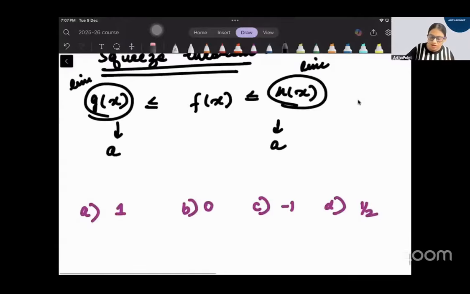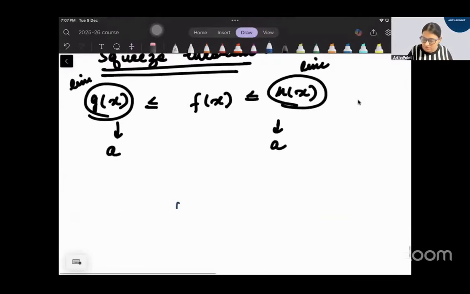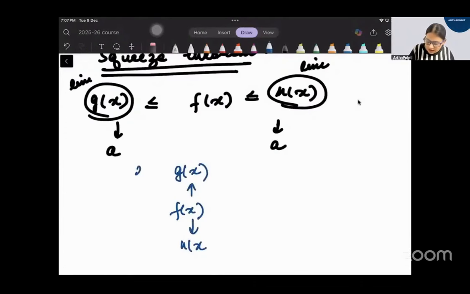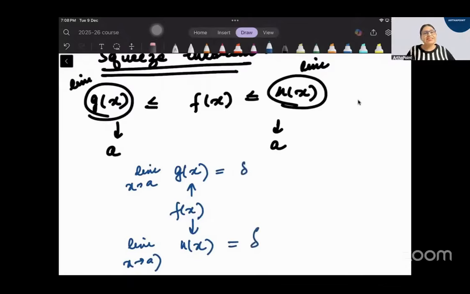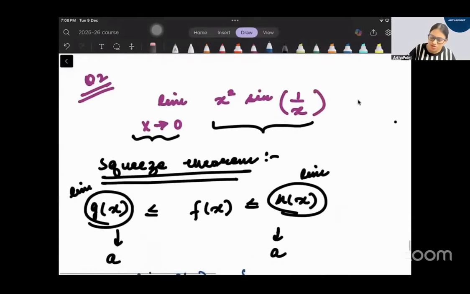I'll say it again. I have a function f(x). f(x) is between g(x) and h(x). And when I apply the limit to g(x) and the limit to h(x), I get the same answer. Whatever answer you get, say some delta, you're getting the same answer. Then even for this function, the answer is that delta only. That is called the squeeze theorem. Let's try to see if that works here.